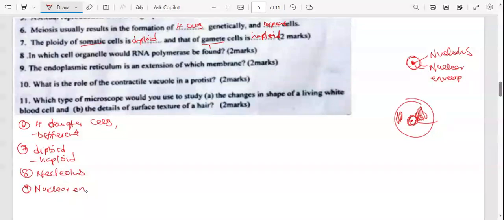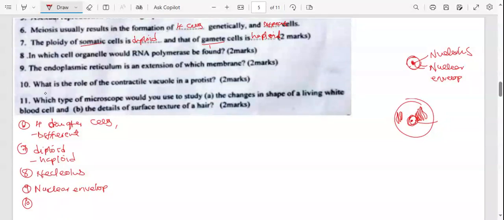So it's an envelope. All right. So that's where we'll find this guy called the endoplasmic reticulum. It will attach itself on the what? On the envelope of the nucleus.